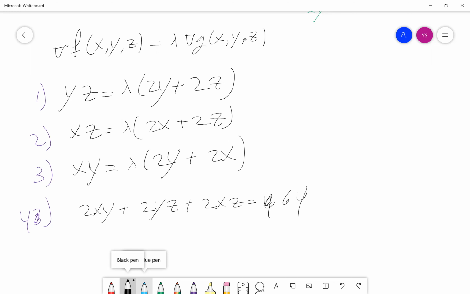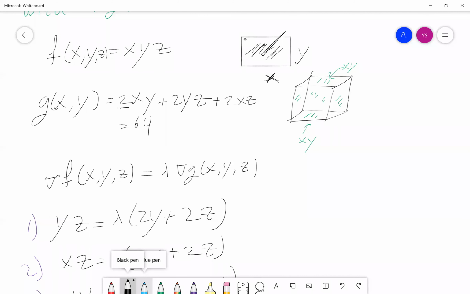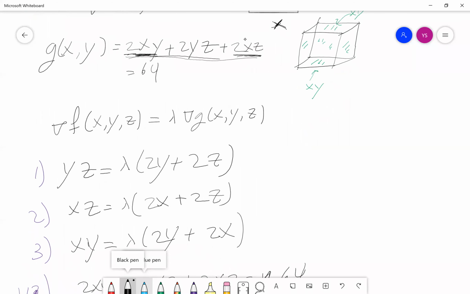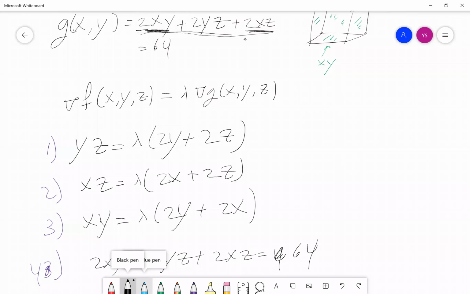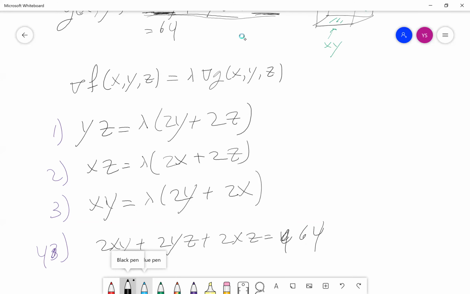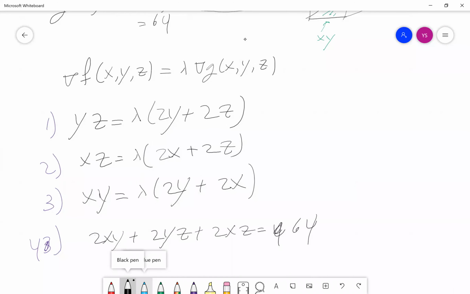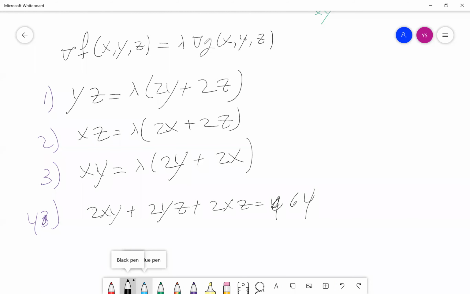The right-hand side of these are the derivatives of your g. Yeah, the derivatives of g with respect to x, y, and z. So the derivative of g with respect to x, 2y plus 2z. So 2y plus 2z is the answer. Okay. So this is your system of equations, and you have 4 equations and 4 unknowns, so you can solve this.